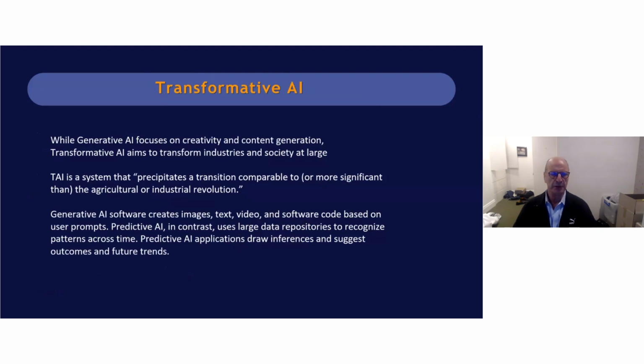Transformative AI is another term. While generative AI focuses on creativity and content generation, transformative AI really refers to transforming industry or society at large. And I think we're already there. If you look at your smartphone, which has a lot of AI in the background, it really transforms people's behavior and the way we interact.